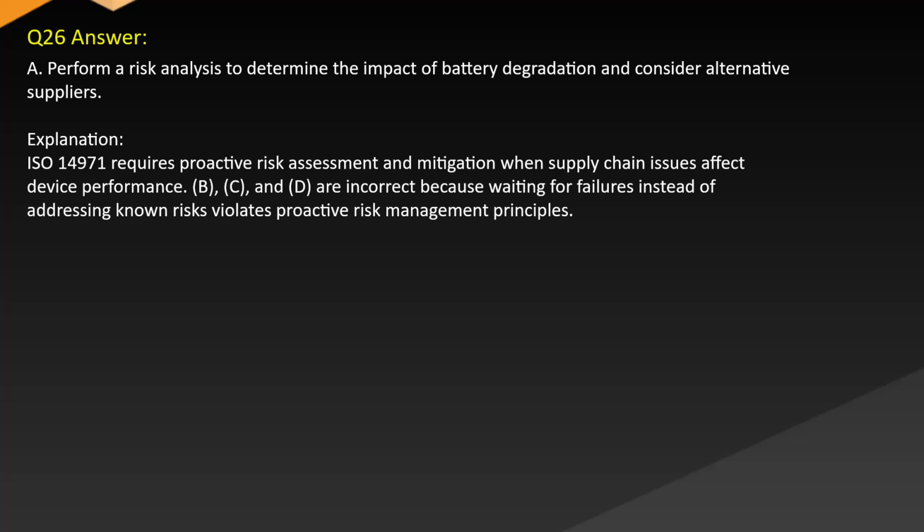Answer A. Perform a risk analysis to determine the impact of battery degradation and consider alternative suppliers. Explanation: ISO 14971 requires proactive risk assessment and mitigation when supply chain issues affect device performance. B, C, and D are incorrect because waiting for failures instead of addressing known risks violates proactive risk management principles.